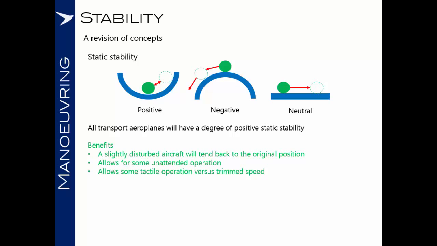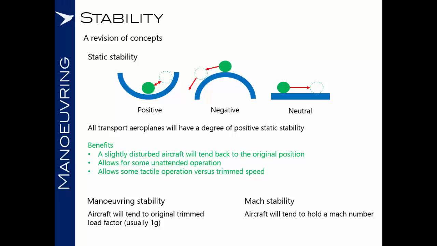There are two other types of stability which we can consider. The first is manoeuvring stability, which is the tendency of the aircraft to return towards its original trimmed load factor, which normally will be 1g. And the second is Mach stability, that is the tendency of an aircraft to hold a given Mach number, because if it speeds up, the drag will increase, and so the aircraft will tend to slow back down to its original Mach number.